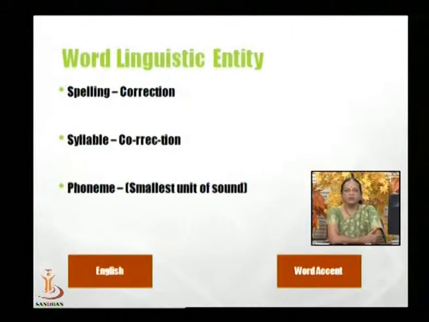Phoneme is the smallest unit of sound. The smallest distinguishable unit of sound. What do I mean by that? Each language has its own distinctive sounds. You can make out these sounds. Distinctive. Get the word? That means you can distinguish one from the other.